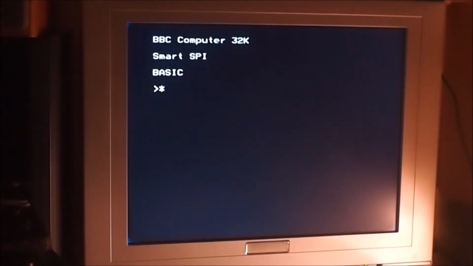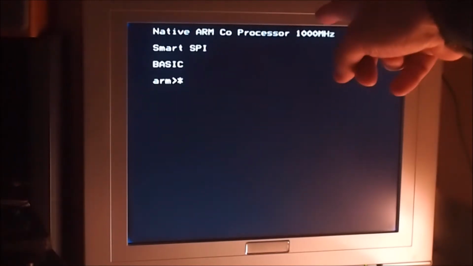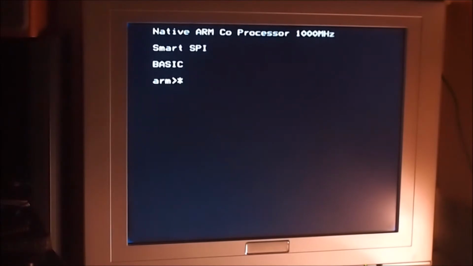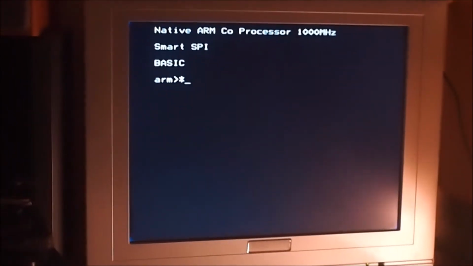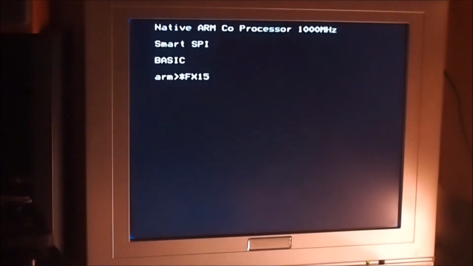I now go *FX 230,15. Voila! I now have a 1 GHz ARM coprocessor on my standard Beeb. We now go, now got Pandora 32,000 with a megabyte of RAM. So that's two different processors so far.